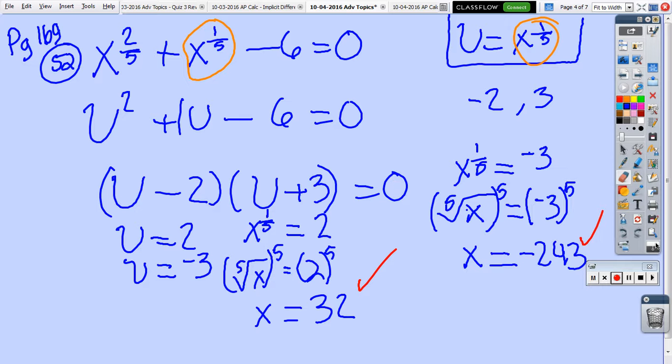So you need to raise both sides to whatever power so you get just x. So we raise both sides by 5 so you get just x on the left-hand side. For this one, we raise both sides the same thing by 5 to get x on the left-hand side.